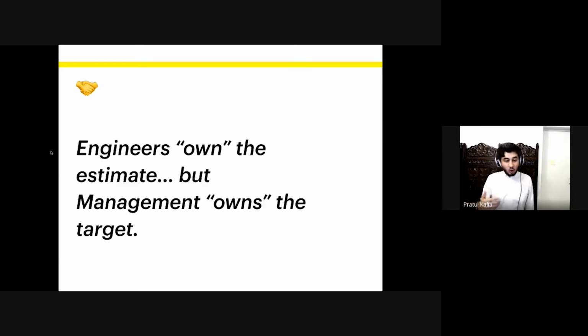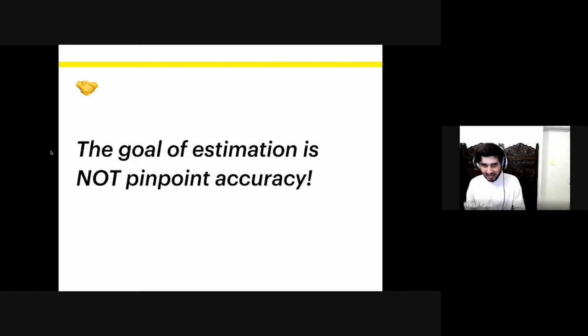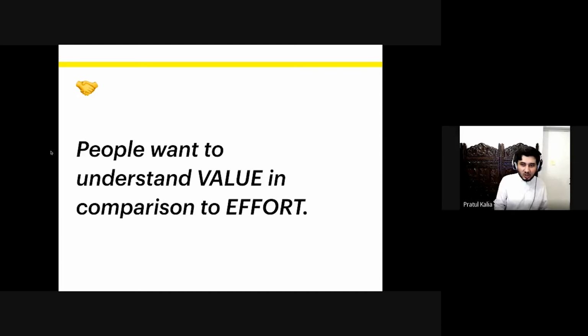But also because engineers own the estimate, but management owns the target, right? And it's important to understand that the engineering team and the management team are on the same side, on the same team, right? And everyone's goal is the same, which is to ship the software to the users and benefit the organization, right? And the goal of this estimation exercise is not pinpoint accuracy. No one is interested in pinpoint accuracy of estimates. What people are actually interested in is they want to understand value in comparison to effort. That is what your leadership team or your manager is actually interested in understanding.